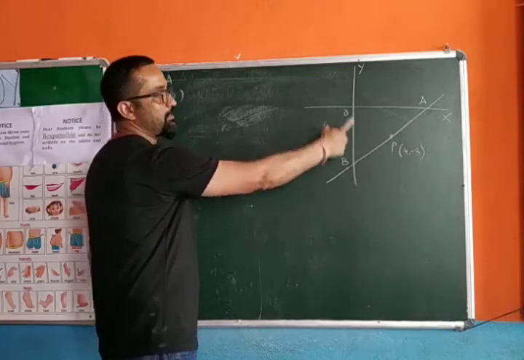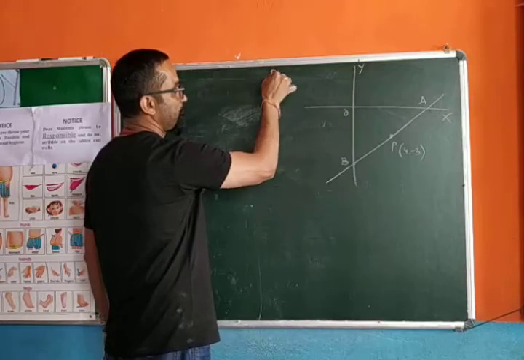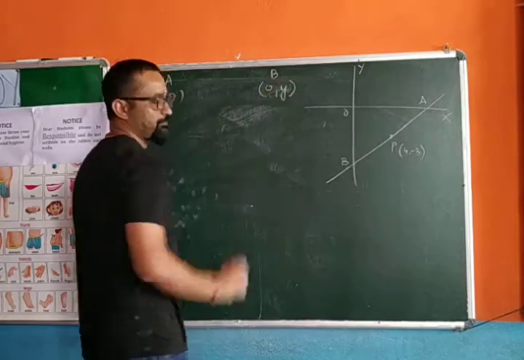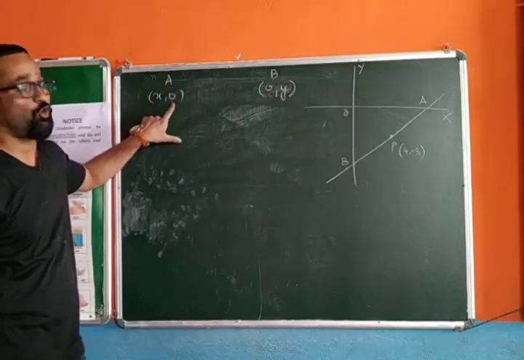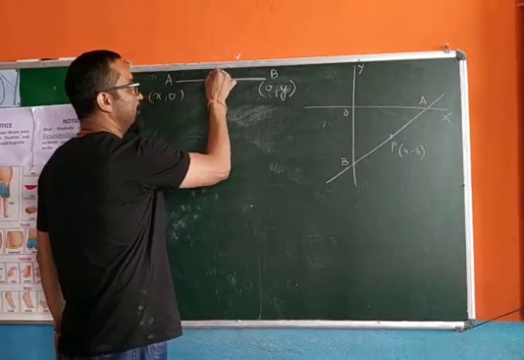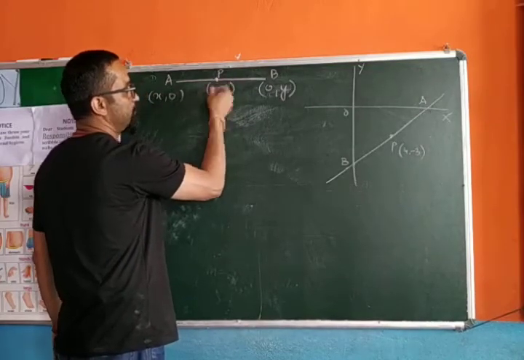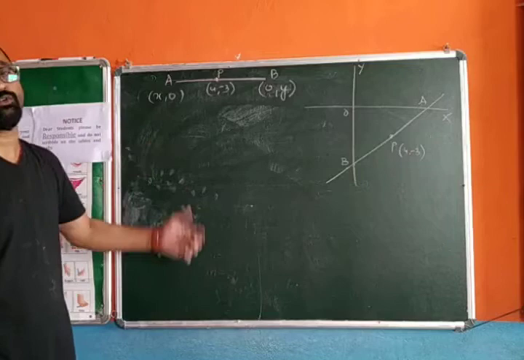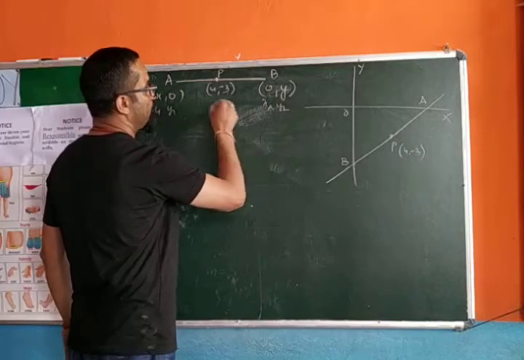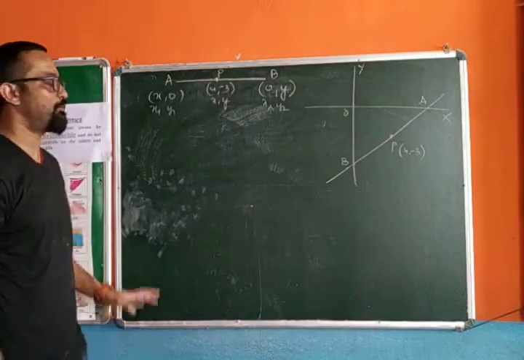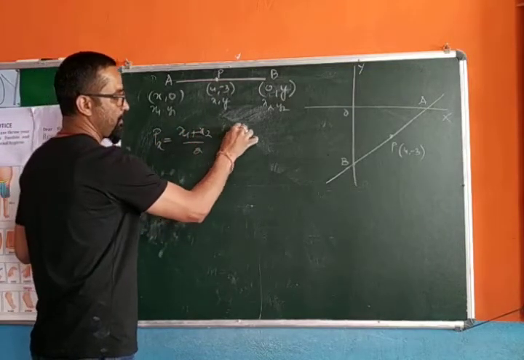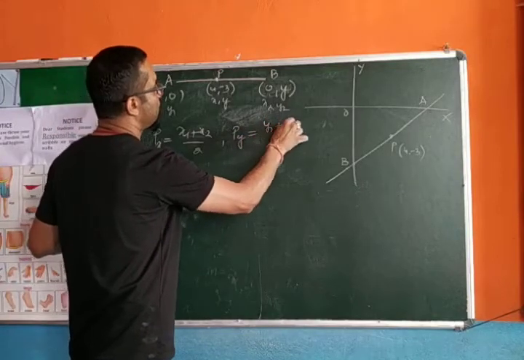The same line segment is intersected by the y-axis at B. The coordinate of intersection is (0, y). X-axis (x, 0), y-axis (0, y). Join it. Write P here. Coordinate is (4, -3). It is the midpoint, so you should not worry about calculation. x1, y1, x2, y2. Use the midpoint formula: Px is (x1 + x2) by 2, Py is (y1 + y2) divided by 2.